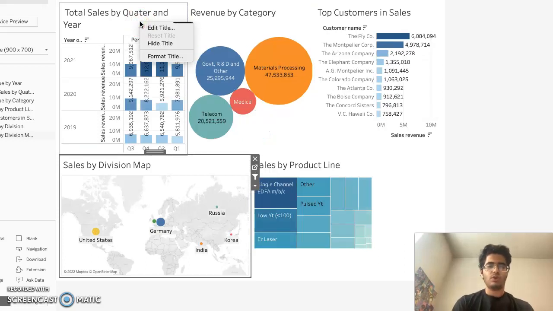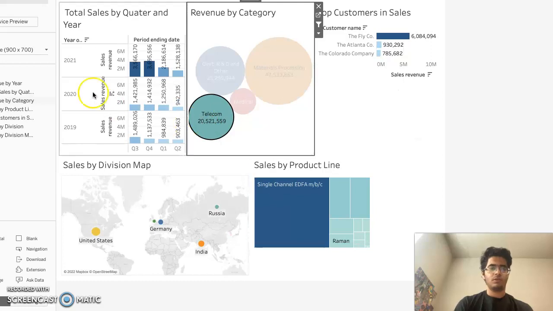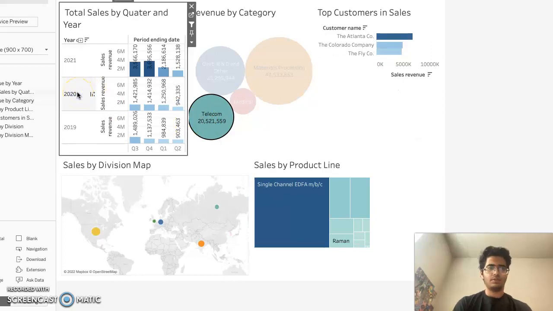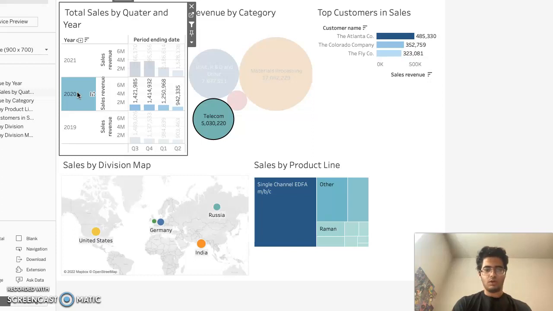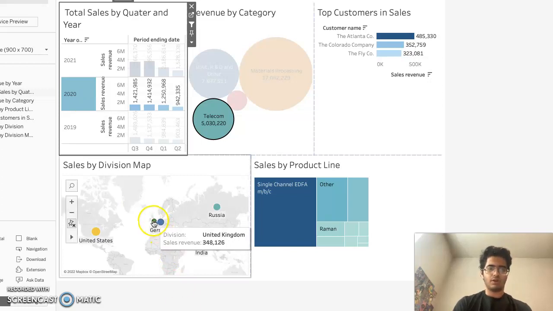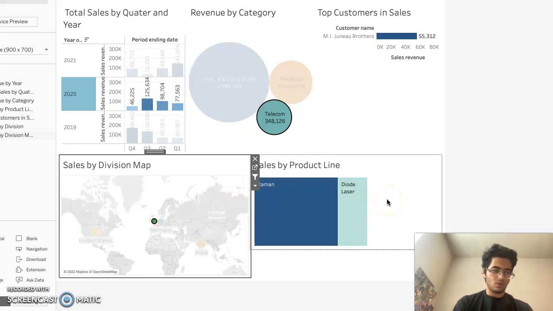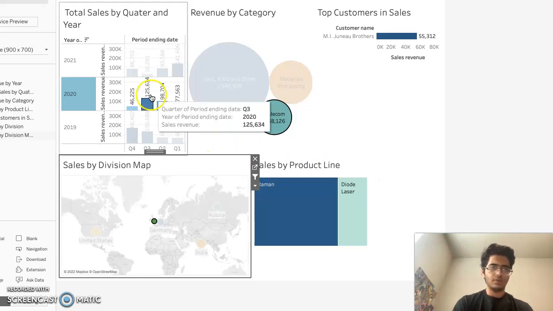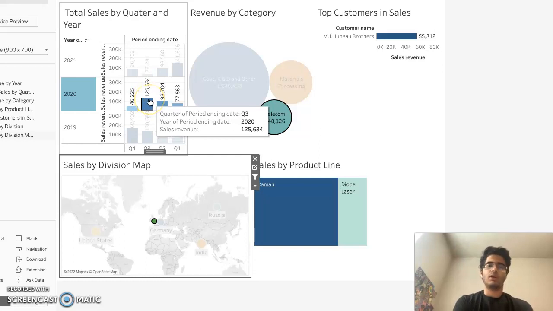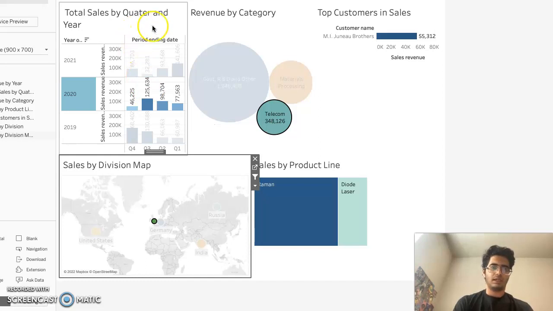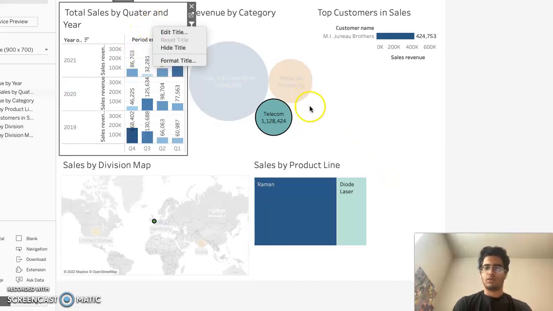In 2020, which quarter has the highest sales in the telecom category? First we go to the telecom category in 2020 under the UK division. So here we are going to choose the UK. Here we can see the third quarter is 1526434. So that's the highest, right?